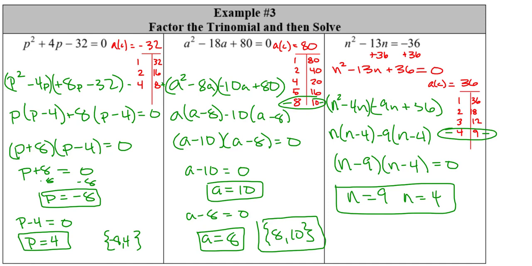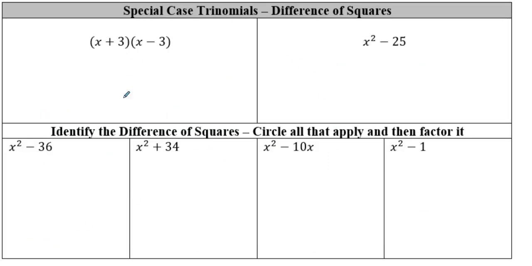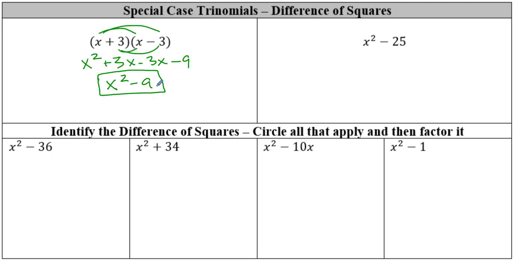All right, last but not least, we have our special case trinomials. So I want you to pause the video here, evaluate this one out, and show me what you get. All right, welcome back. So I evaluated this out. If we combine these like terms, 3x minus 3x, that's going to give me a 0. So my b term is now 0. So I'm left with x squared minus 9.